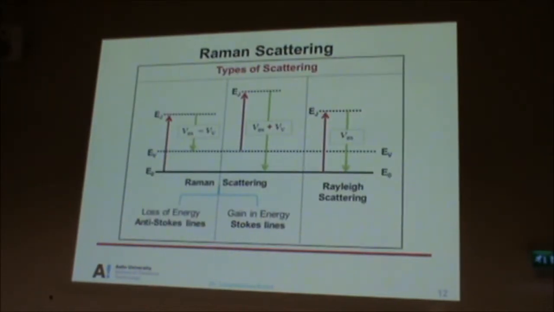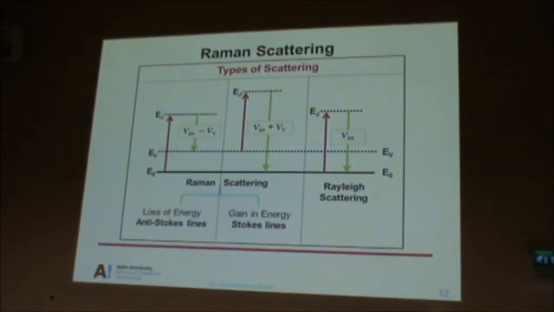Okay. So now let's talk a bit more about what kinds of scattering can happen. Let's say this is the ground state of a molecule. Okay. Now when it absorbs the electric field of the light, it is excited to a higher energy state.